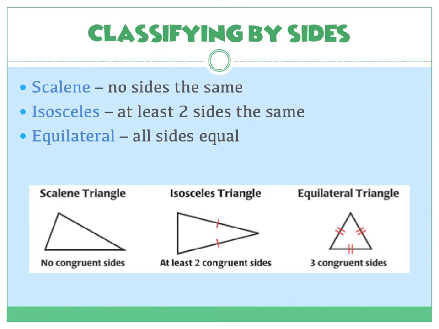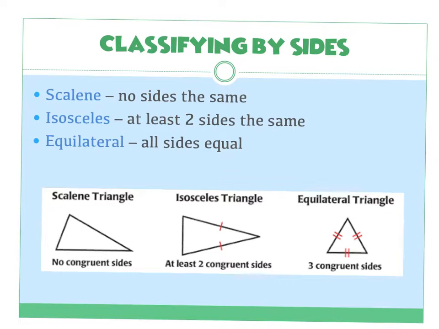All right, second way to classify a triangle is by its sides. So this is scalene, isosceles, and equilateral. Scalene, no sides the same. So every side has a different length. Isosceles is at least two sides the same. And equilateral is all three sides are equal.